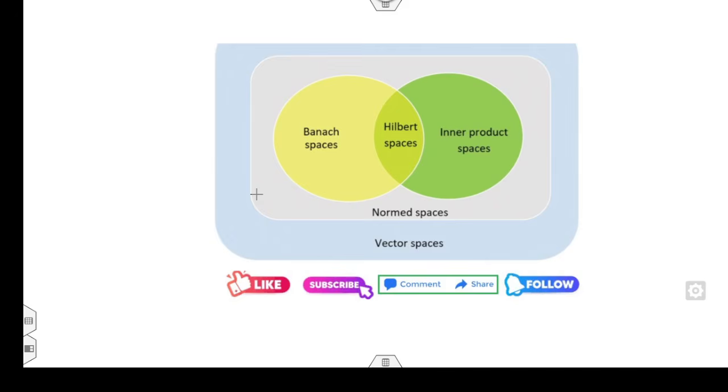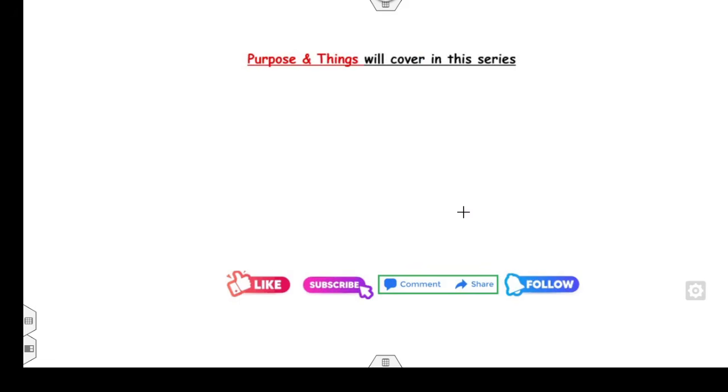Or in other words, if we know the concept of the inner product space, later on we will define the concept of the Banach space, and as you can see, the Hilbert space is part of the inner product space and the Banach space, and the complete components fall under the category of the normed space. So that's why we will discuss detailed lectures in this series. What are the purposes and what are the things that will be covered in this series?